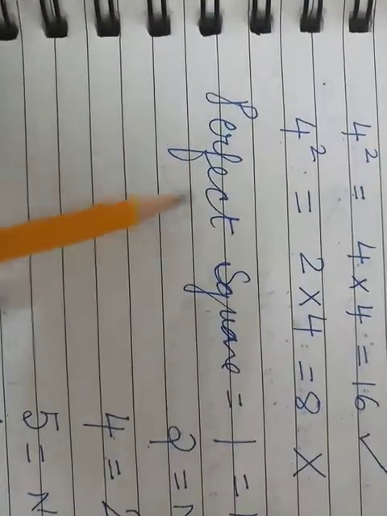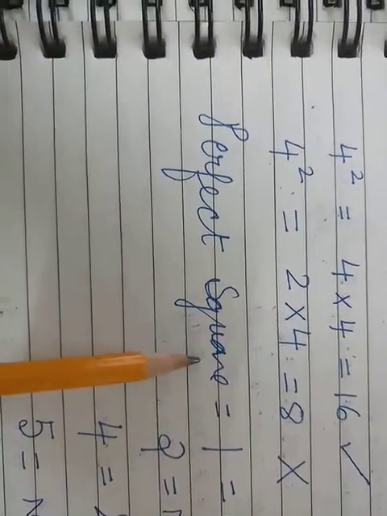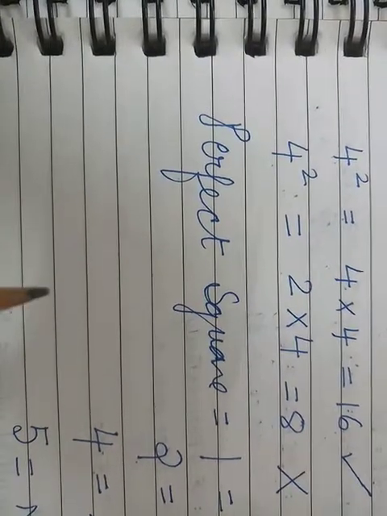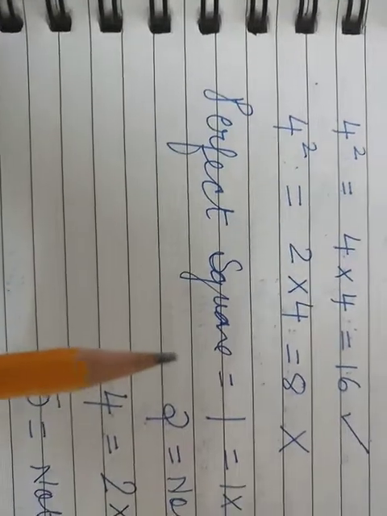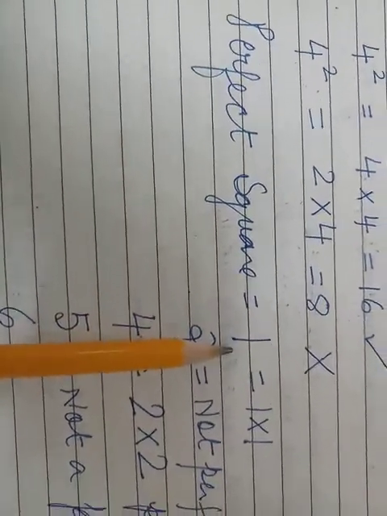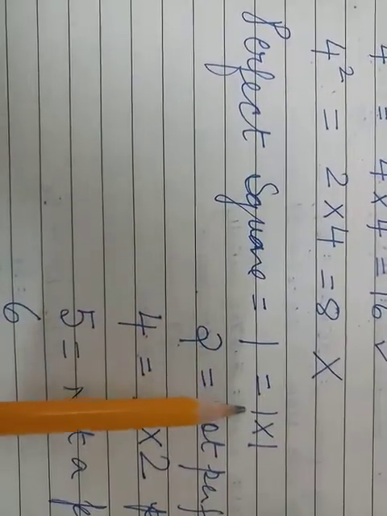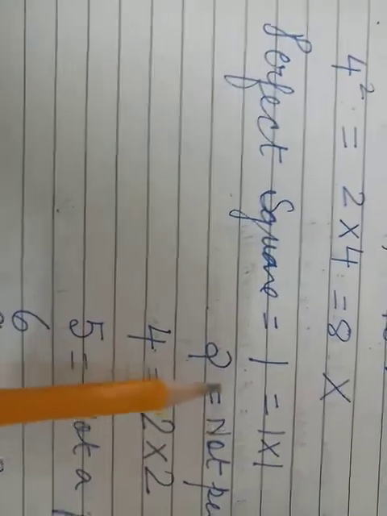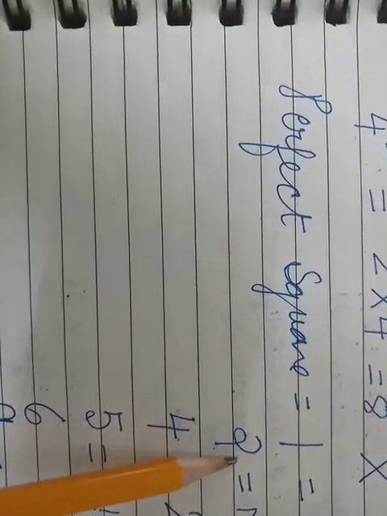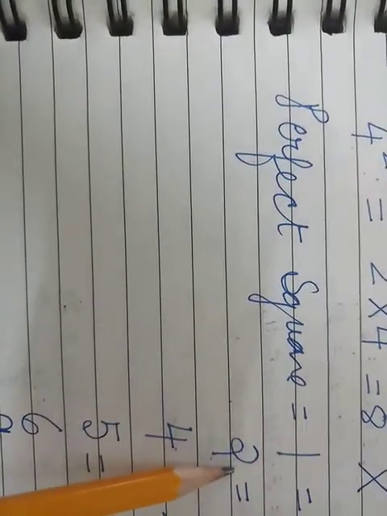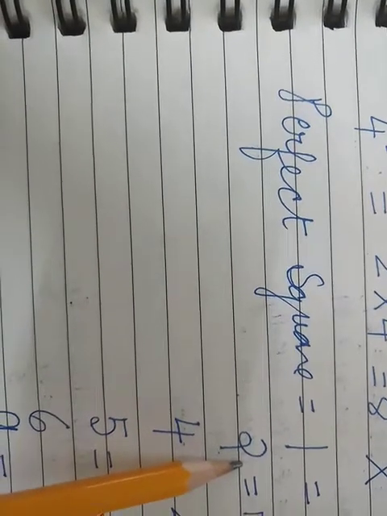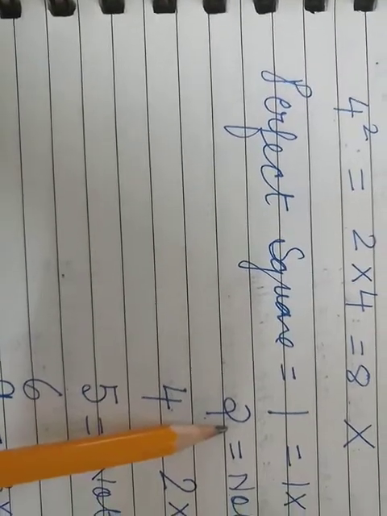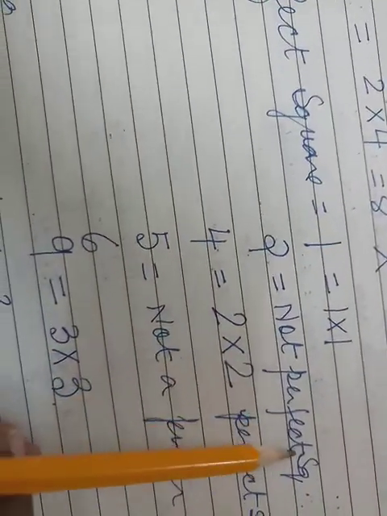Then I discuss the word perfect square. See, perfect square numbers are those numbers which are the product of any number with itself. If I say 1 is a perfect square number, that means 1 can be replaced by 1 into 1. So it is a perfect square number. Is 2 a perfect square number? Can you suggest any number which when multiplied by itself will give you 2? No. So it's not a perfect square.